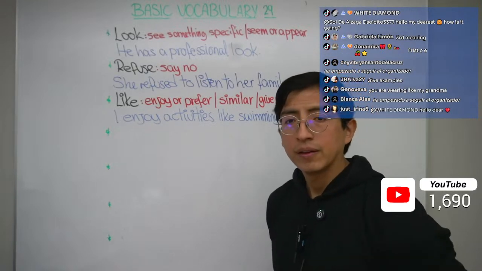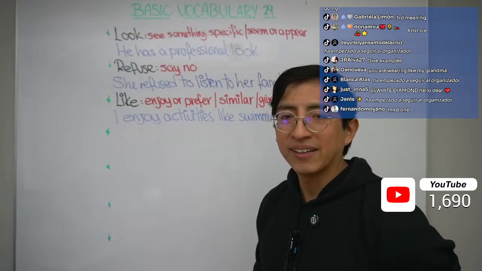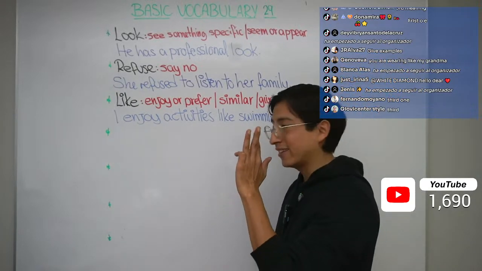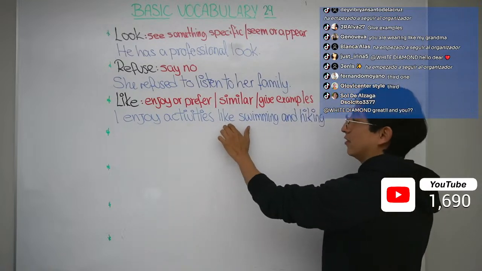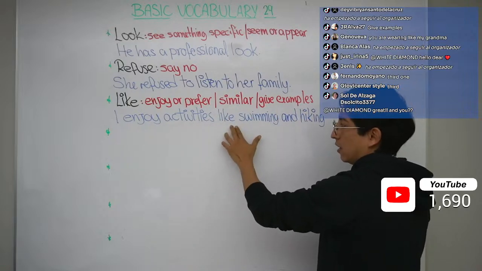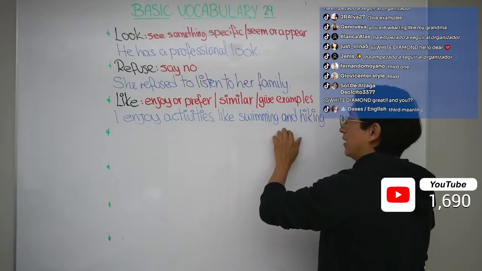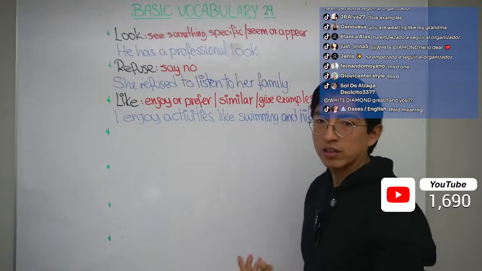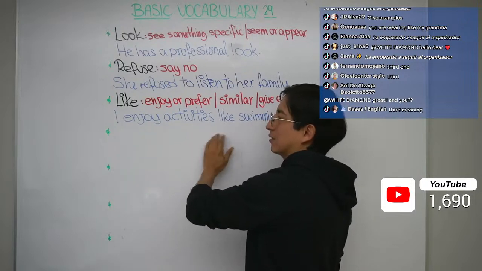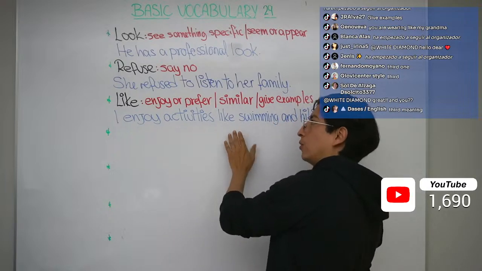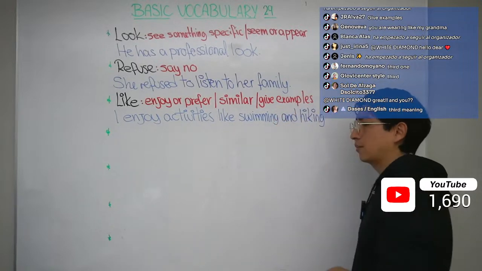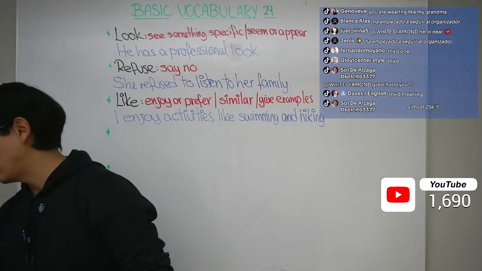Okay, very good. The third one, yes. Like here is used for giving examples. Now you can say, I enjoy activities such as, or for example, swimming and hiking. You can use other things, right? For example, I enjoy outdoor activities, for example, swimming and hiking. So this is the third meaning. Very good. Let's continue now with the next word.